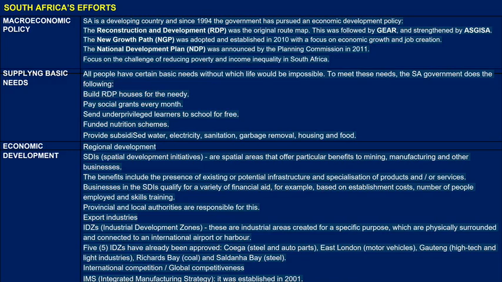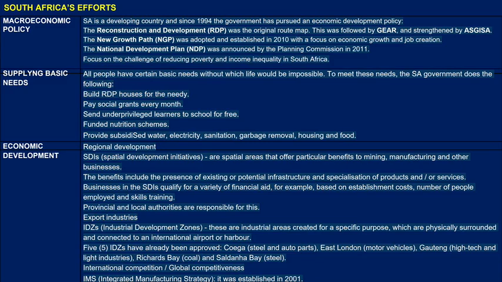Then for our export industries, they've established the IDZs, which stands for Industrial Development Zones. These are industrial areas created for specific purposes, which are physically surrounded and connected to an international airport or harbour. There are 5 IDZs that have been approved. We have Coega, which deals with steel and auto parts. East London, motor vehicles. Gauteng, high-tech and light industries. Richards Bay, the coal, and Saldanha Bay, steel.